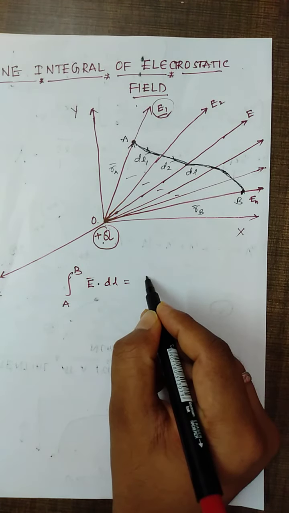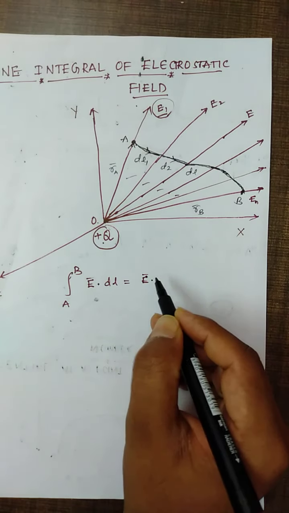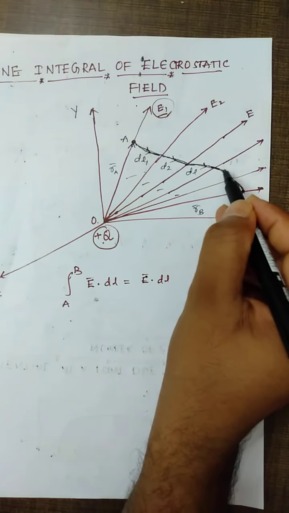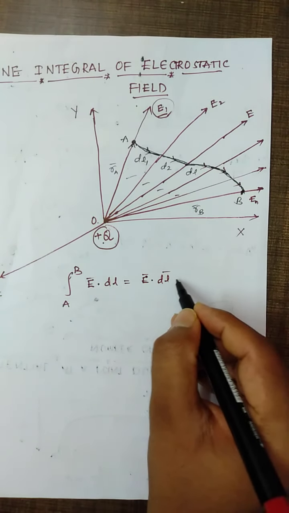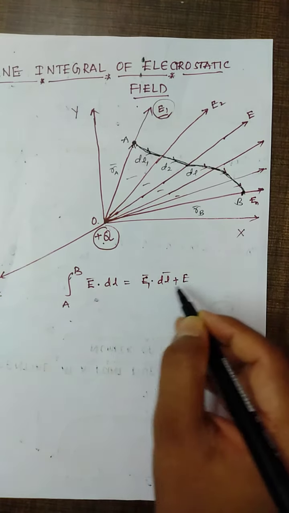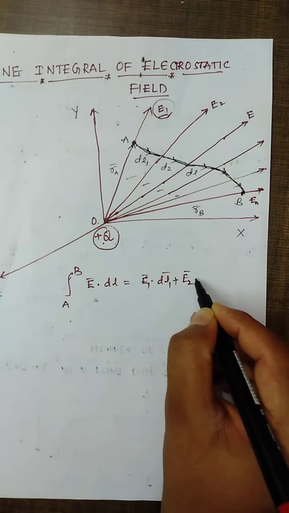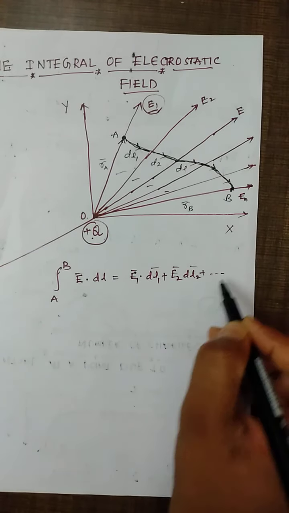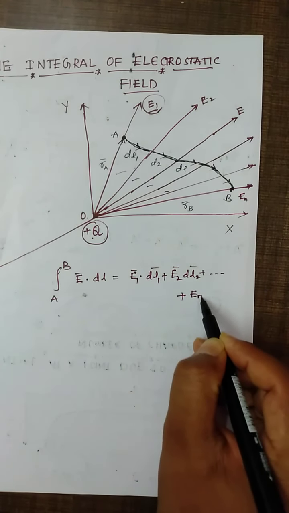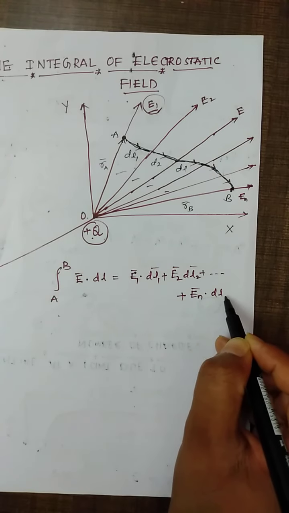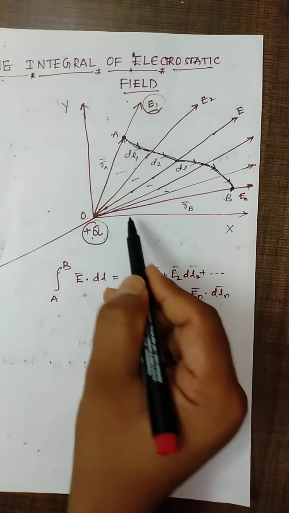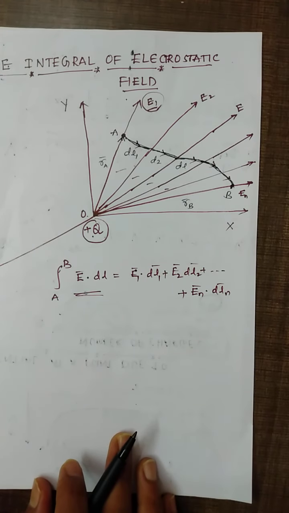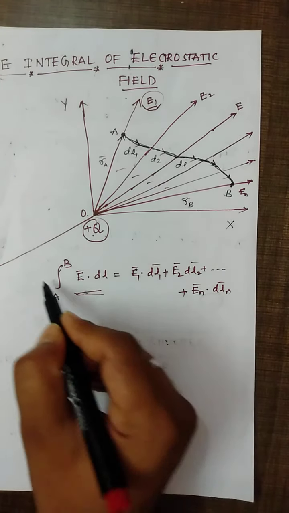Because it has a direction, dl is a displacement, so I write E bar dot dl bar. Similarly, this is E1 dot dl1, next E2 dot dl2, and so on, till En bar dot dln bar. If I add up each segment till here, that becomes the line integration. So this line integration is nothing but this sum.